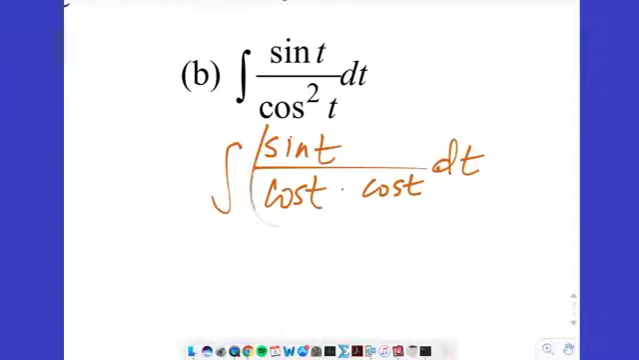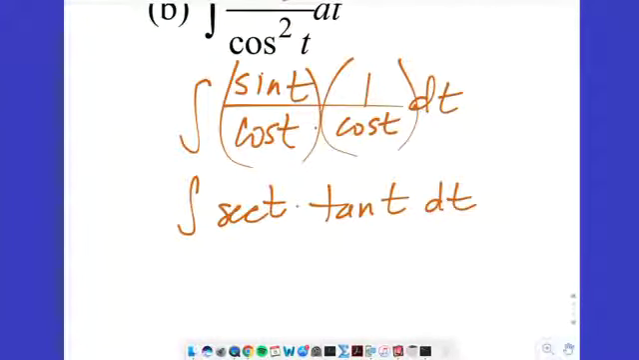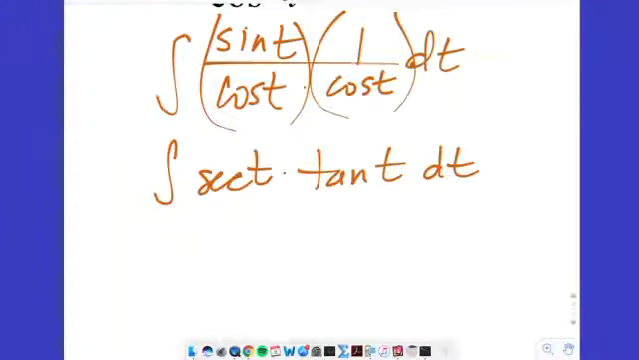Now you can group or associate your factors like this. What's another name for 1 over cosine? Secant of t. What's another name for sine over cosine? Tangent of t. OMG. I have an integrand of secant tangent. I know that to be the derivative of what? Secant. So that is the antiderivative of secant tangent. And of course, because we're champions, plus c off to the side.